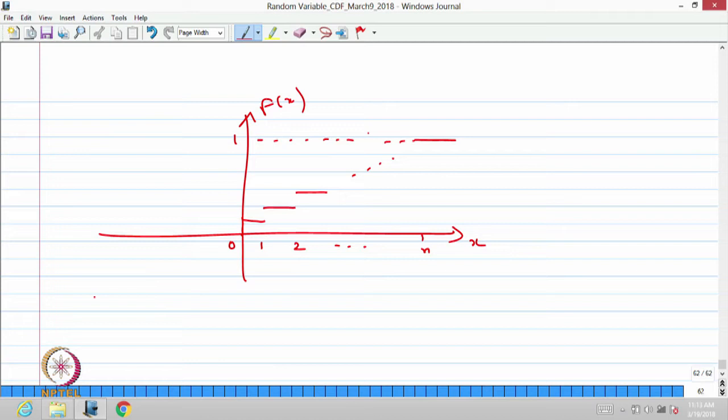As a special case, when n is equal to 1, then the same random variable is going to be, say it as a binomial distribution with the parameter 1 comma p, that is nothing but a Bernoulli distribution.